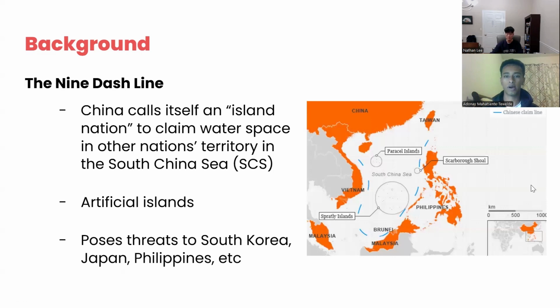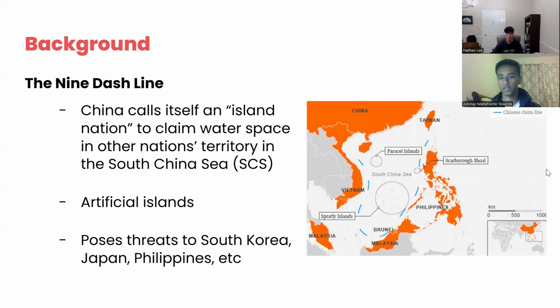So, a bit of background about what China is doing right now. China right now claims itself by international charter as an island nation. So, that just means that they're allowed to claim the water space in other nations' territory in a region called the South China Sea. And basically, what they do is they just take a bunch of sand or sediment, and drop down enough of it in certain points in the South China Sea such that they can claim the waters of other countries.